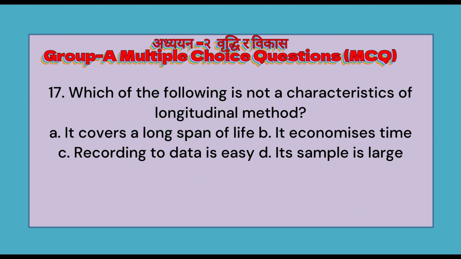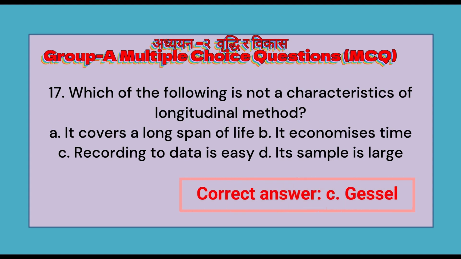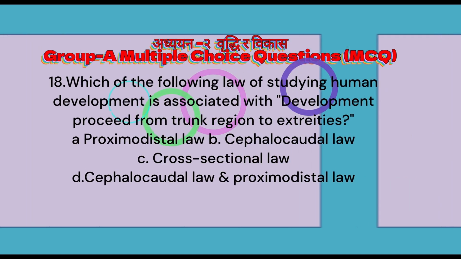17. Which of the following is not a characteristic of the longitudinal method? A. It covers a long span of life. B. It economizes time. C. Recording of data is easy. D. Its sample is large. Correct answer: B. It economizes time.